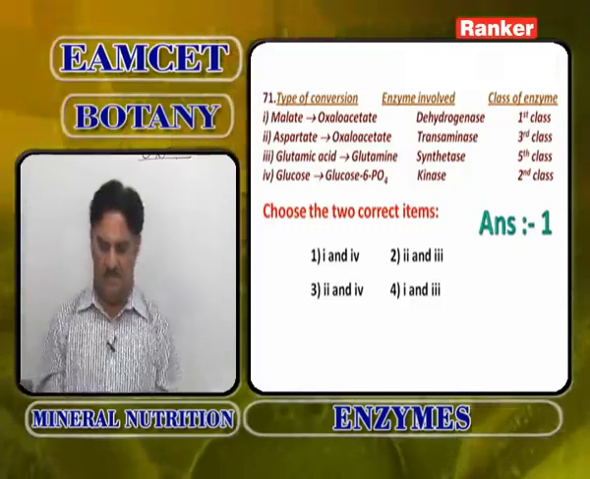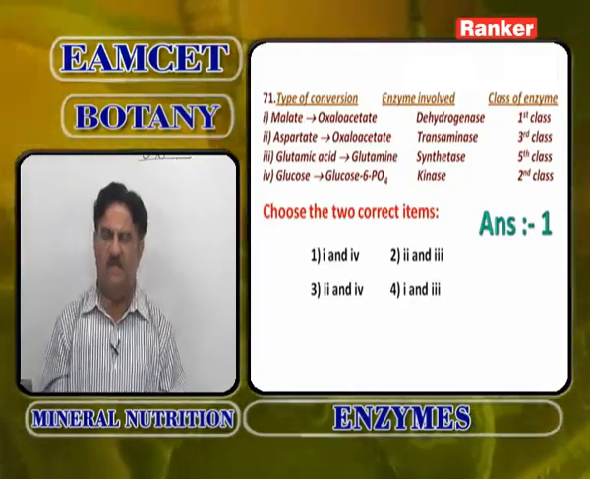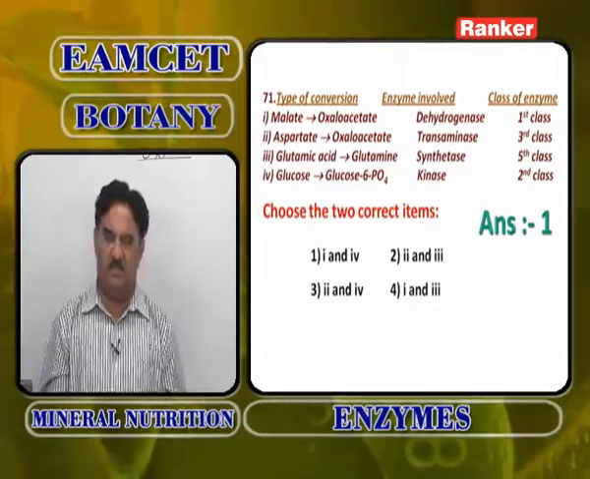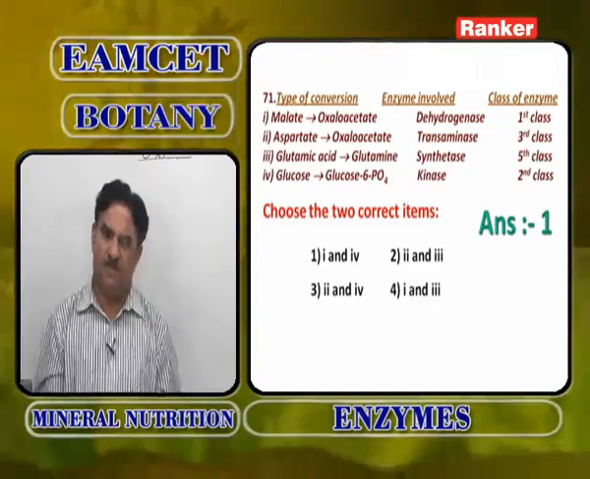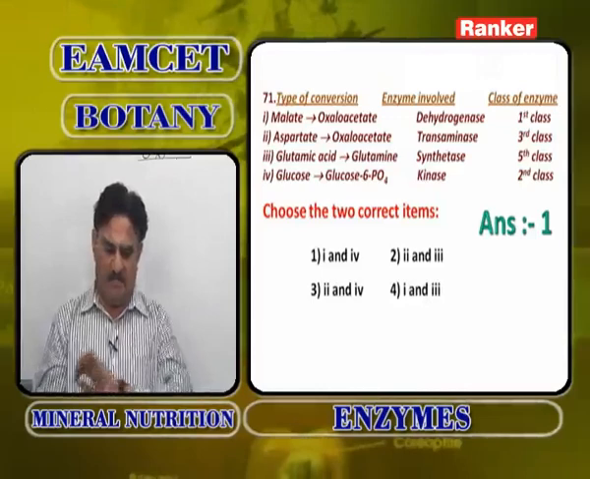Glutamic acid converts into glutamine in the presence of synthetase, fifth class. Glutamic acid converts into glutamine is correct, in the presence of synthetase is correct, but fifth class is wrong.